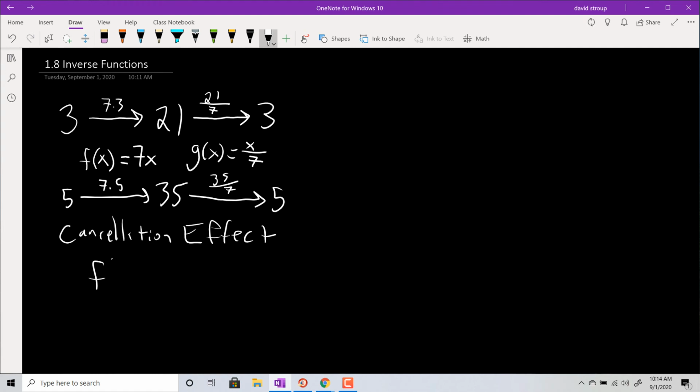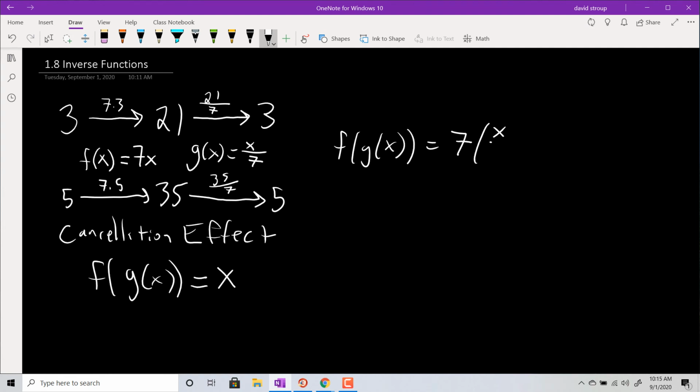That's when I do a composition, f of g of x, and I end up with plain old x. So let's make sure that works for our case. So I have f of g of x. What is that? Wherever I see x in f of x, I'm putting g of x. So instead of 7 times x, it'll be 7 times x over 7. And then 7 times x over 7 is x. Okay, it works.